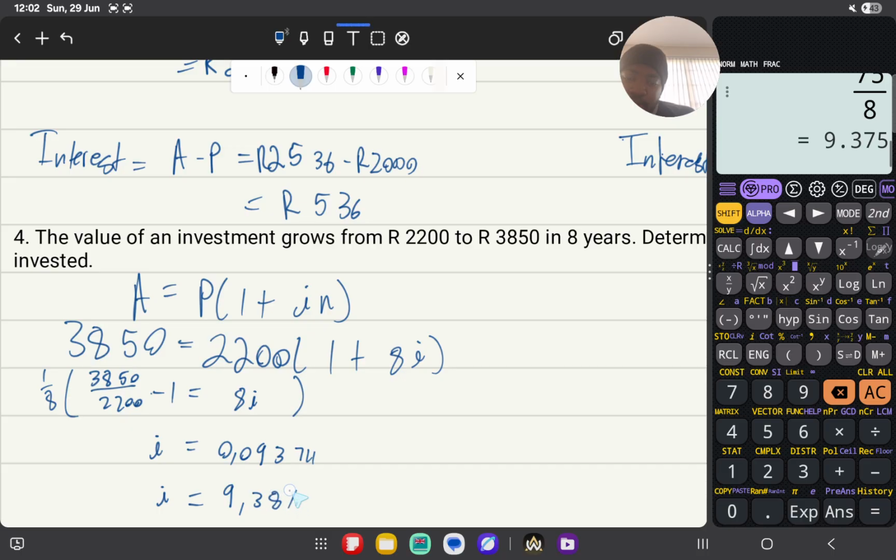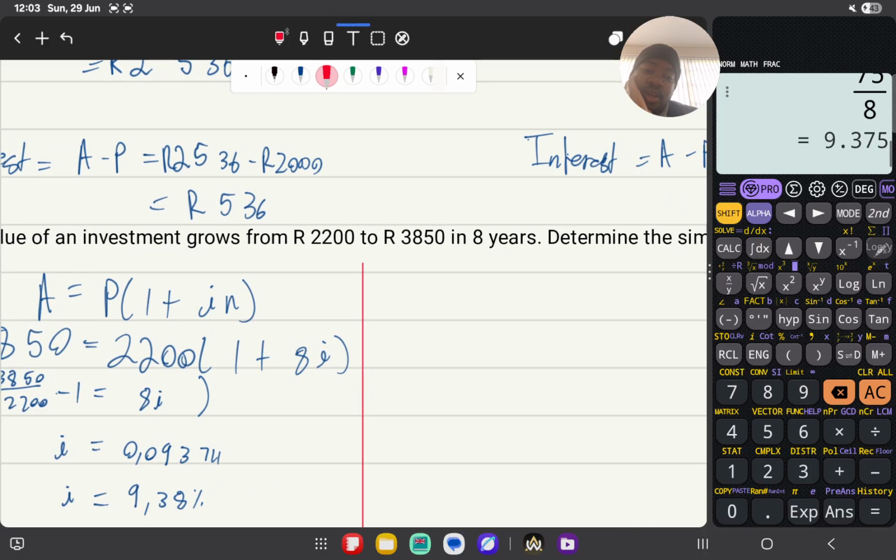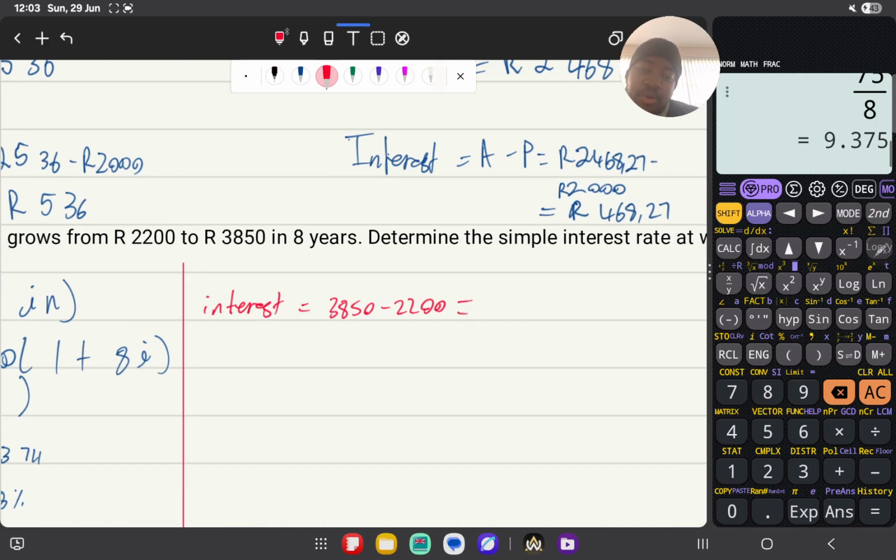I'll make it 8%. That is our interest rate now. As for the formula I thought of, for simple interest we can say the interest we gained over an 8-year period was 3850 minus 2200. This is the interest we gain over a period of 8 years.